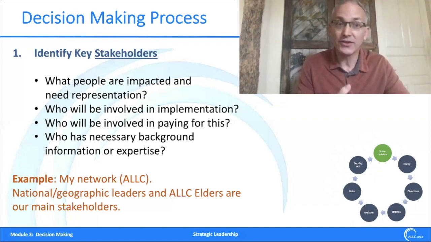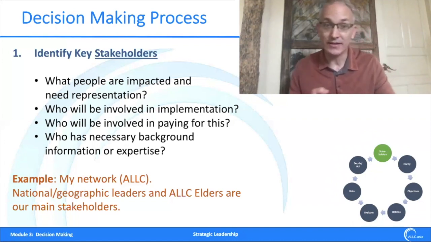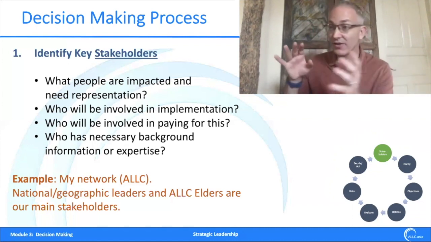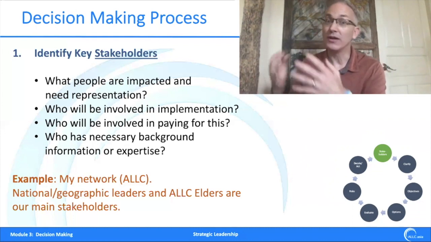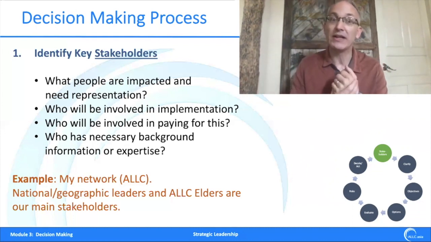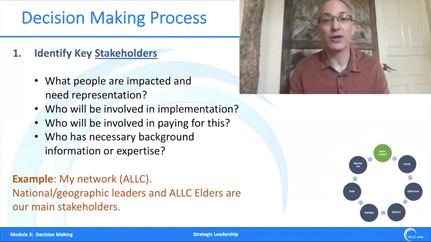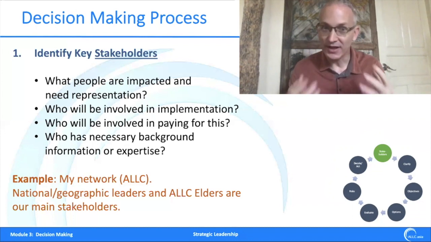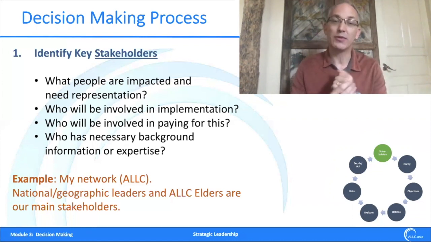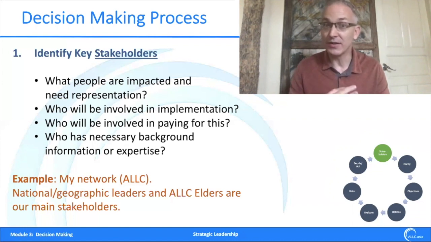Another group to consider is who will be involved in implementing this decision after we've made it. So we might make a decision and then other people have to actually implement the decision and do work because of it. There's a good chance that some of those people might need to be involved in the decision-making process as well. Another group to think about is who might have to pay for this decision. So if it's going to cost money, who's paying for it? And do we need to involve those people in the decision in some way as well?